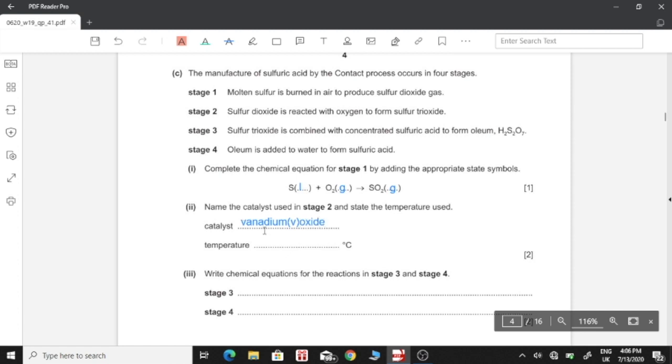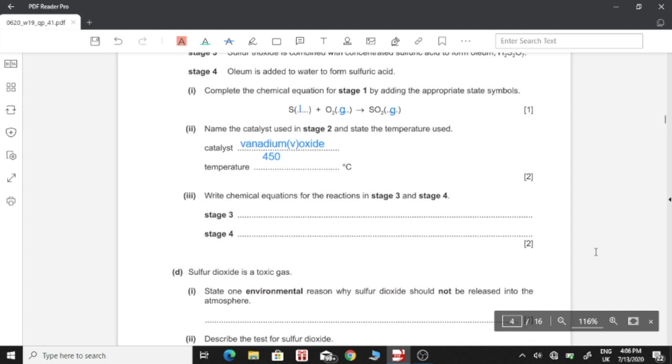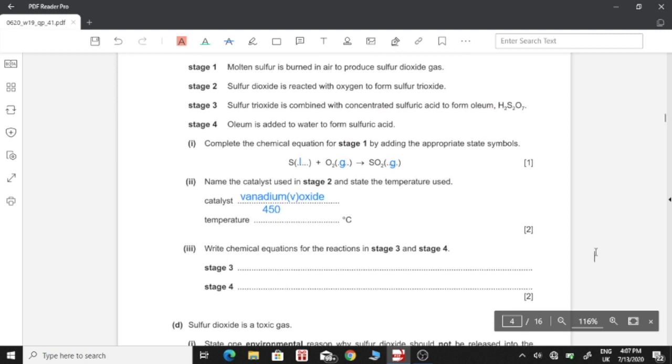And the temperature used is 450 degrees Celsius. That's it. Part 3. Write chemical equations for the reactions in stage 3 and 4. Okay, so stage 3 is sulfur trioxide is combined with concentrated sulfuric acid to form oleum.